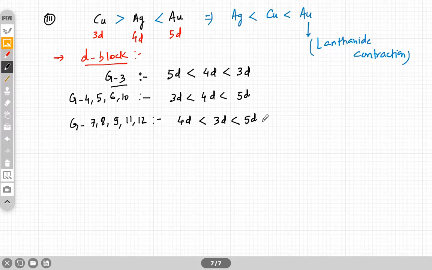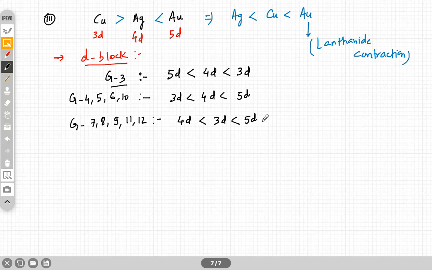Where we have 10, 4, 5, 6, and 10. Yes, so 4, 5, 6, and 10. 10th group it is. That is nickel. The group starts with nickel, okay?